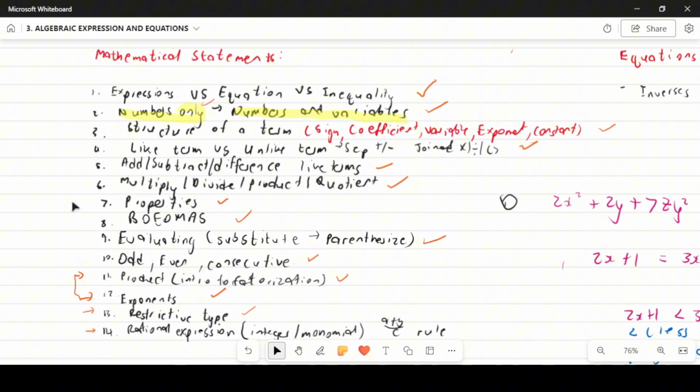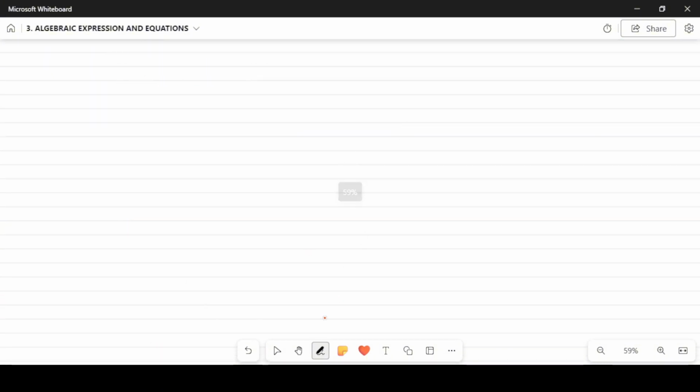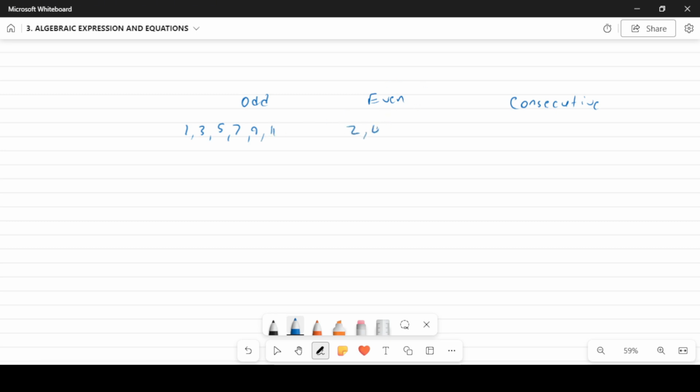So what does it mean for a number to be odd, even, or consecutive? Let's talk about some properties of odd, even, and consecutive numbers. Odd numbers are like your 1, 3, 5, 7, 9, 11, and so on. Even numbers are 2, 4, 6, 8, 10. This is why I'm going to talk about it very closely, because we're going to start using these ideas when we talk about number patterns.